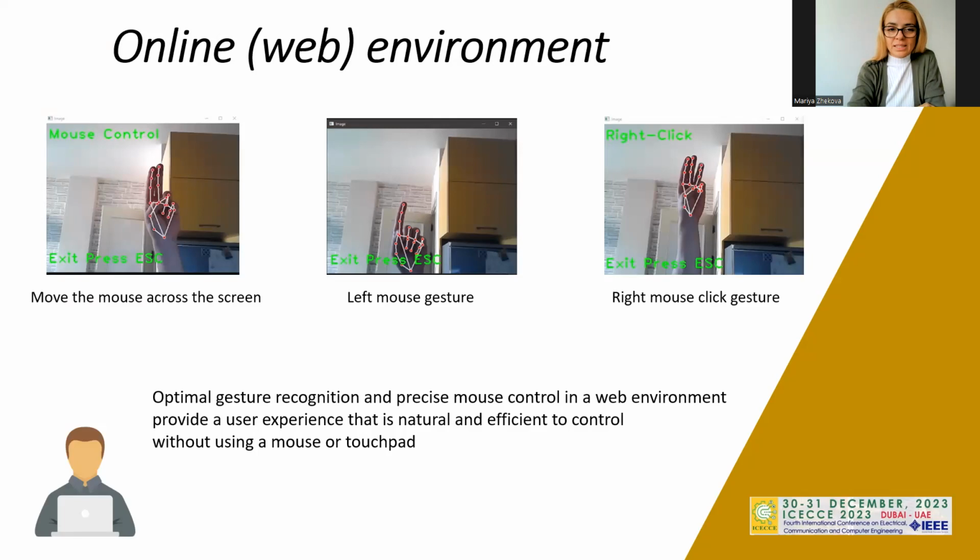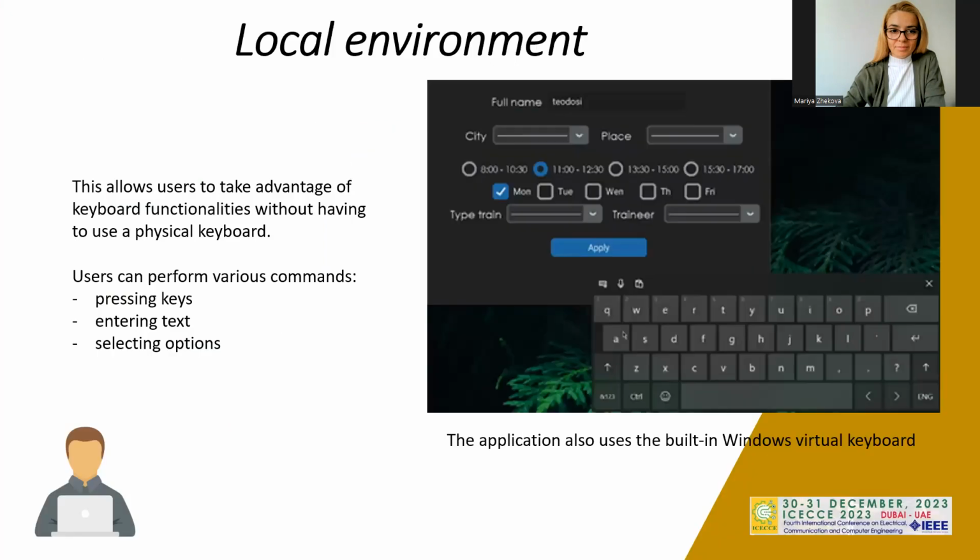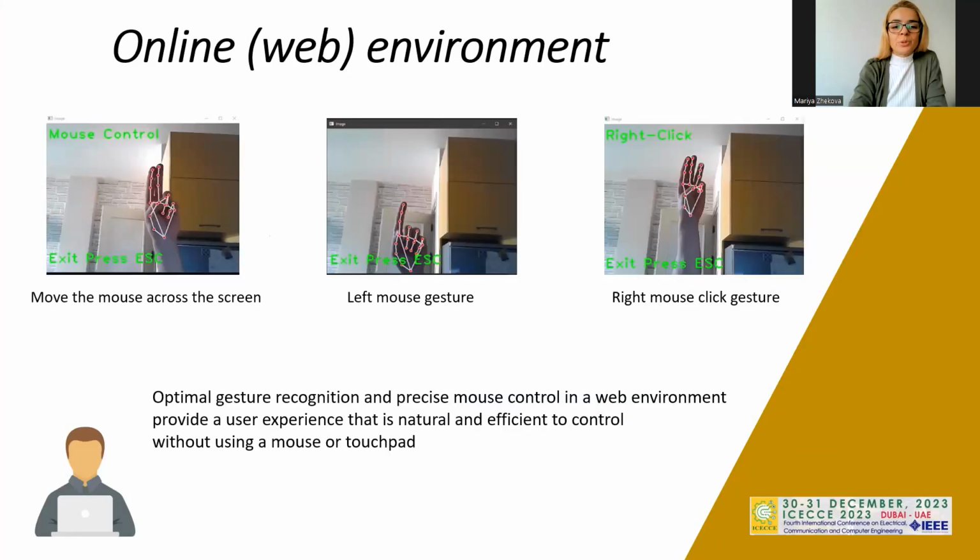The second picture describes a left mouse click at the current position by raising the index finger, only the index finger, so users can mimic left mouse gestures. The third picture expects three fingers raised side by side at the same time: the index, middle, and ring fingers. Optimal gesture recognition and precise mouse control in a web environment provide a user experience that is natural and efficient, without using a mouse or a touchpad.